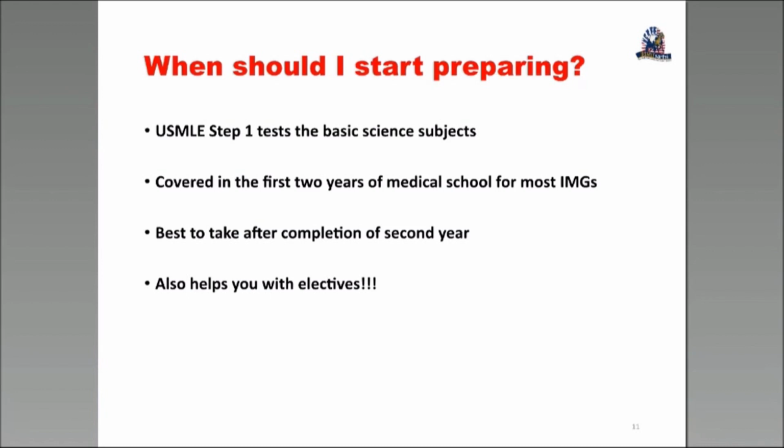However, we all know this may or may not work out for many of you. What if you couldn't take it in medical school? What if you had to relocate? Many of you may do home country residencies. So what if you decide to pursue USMLE after you've graduated? Well, don't worry, it's never too late to begin.